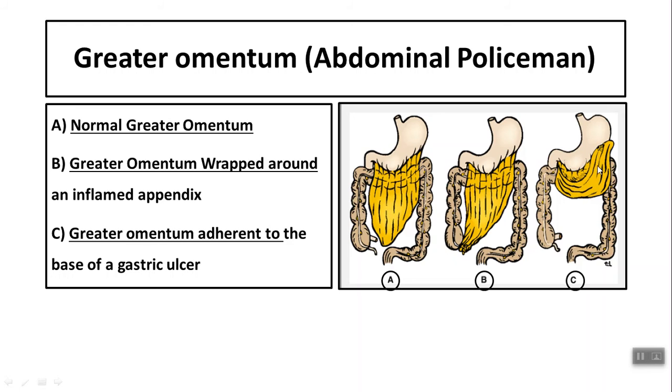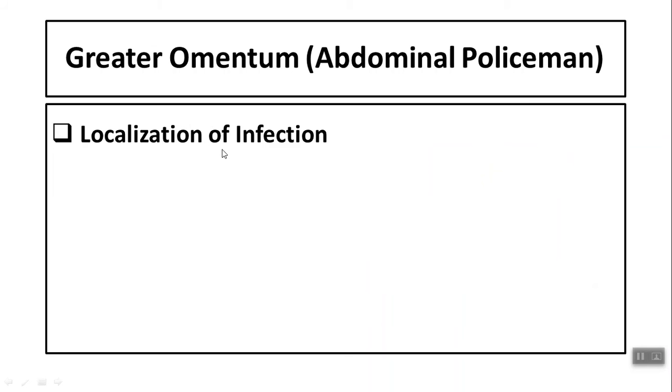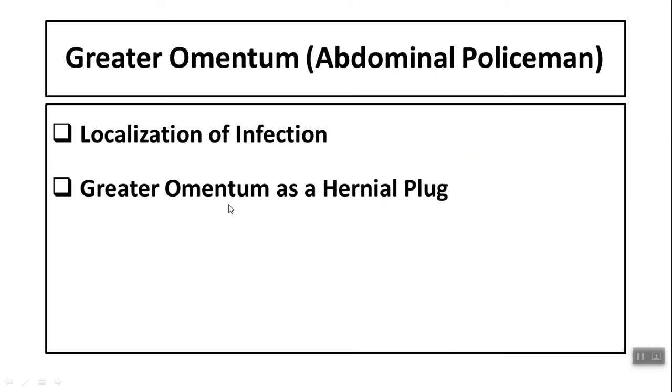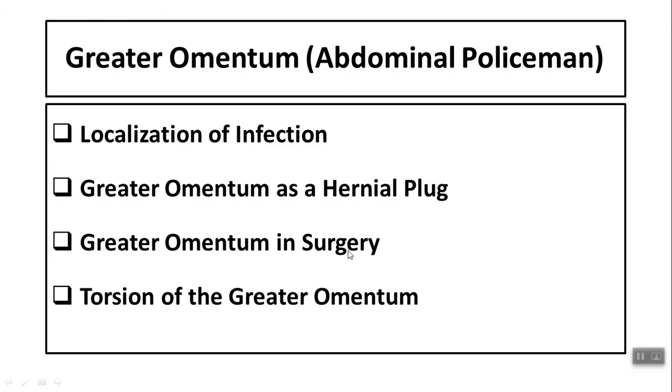The greater omentum has the ability to be adherent to the base of the gastric ulcer and it will seal it. So it is called the abdominal policeman. So why do we call it abdominal policeman? Because it has the ability to localize infection. It can act as a hernial plug, which can be used in surgery, and in addition to that, there is a problem of torsion of the greater omentum which causes a certain surgical case.